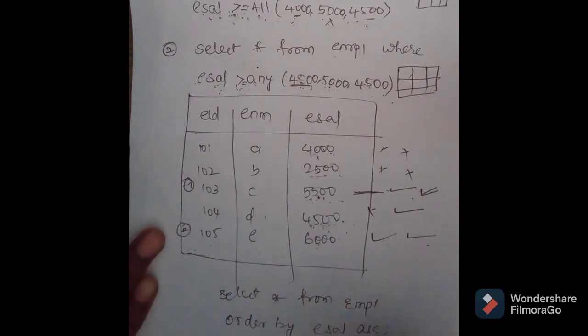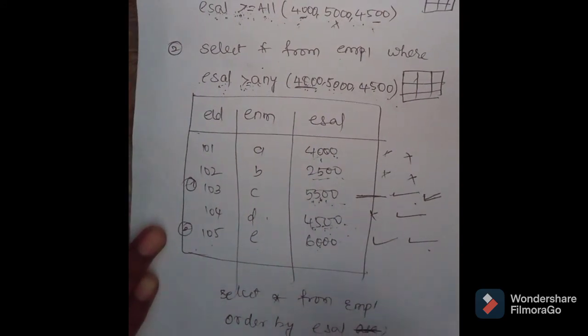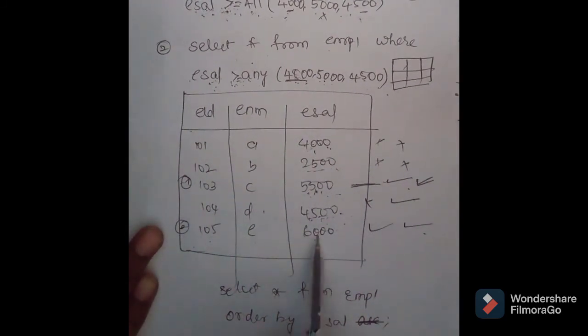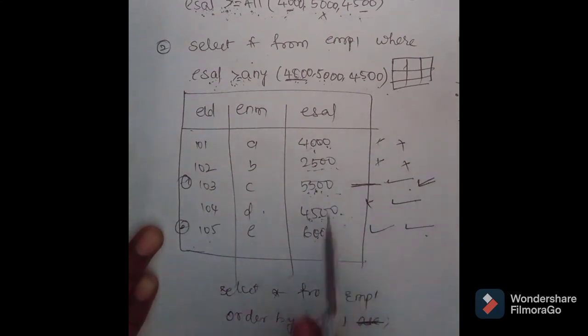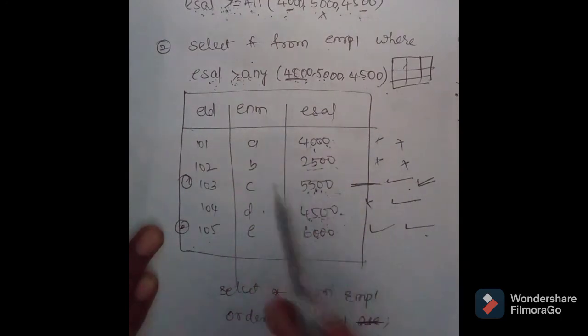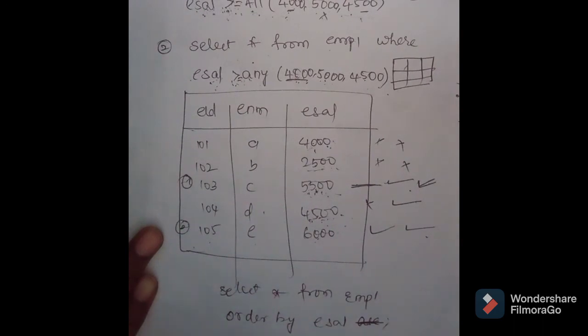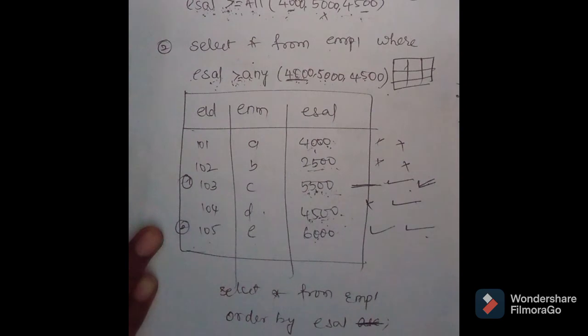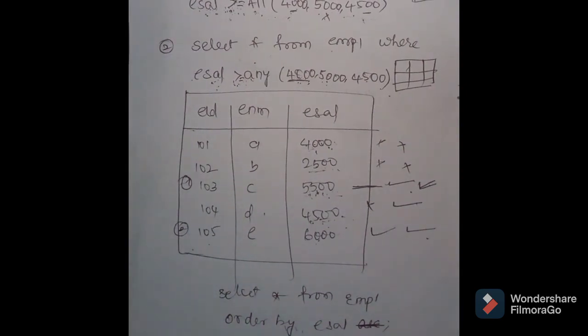Instead of this, if I write descending order, DESC, what will happen? First, whose salary is the highest? This 6000 is the highest salary. Next highest 5500. Next highest 4500. Next highest 4000. Next highest 2500. So in this way the result table will have the values, but the values are not modified in the original table. Only the result table will be modified according to your ascending or descending order query. Clear?